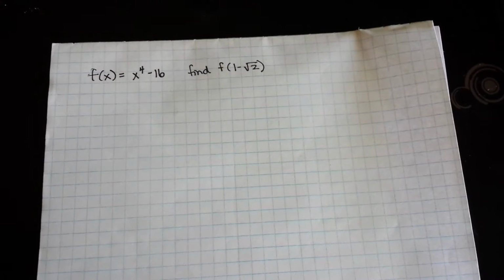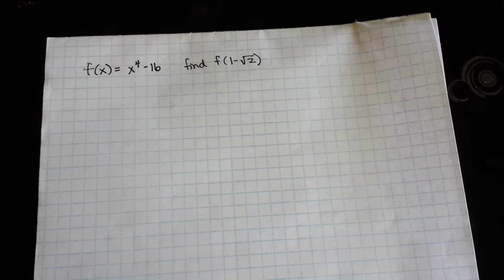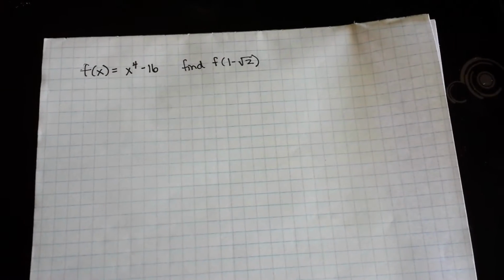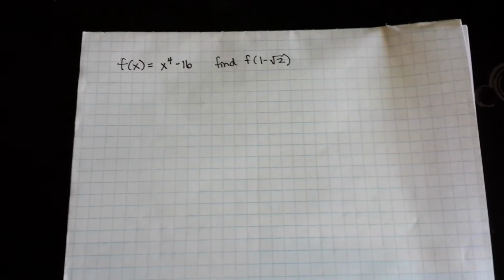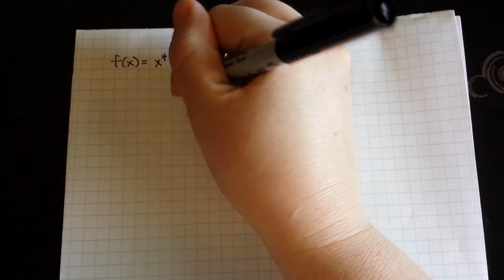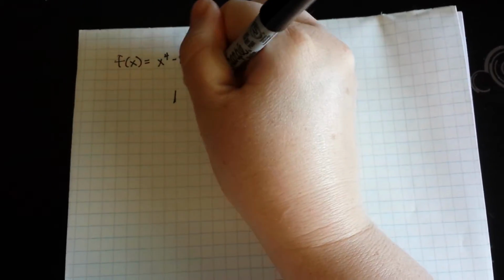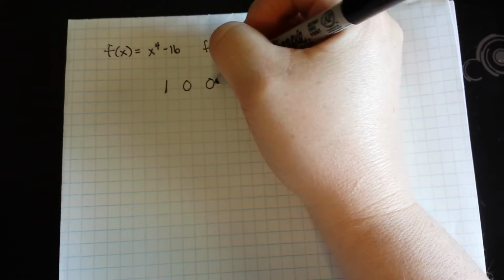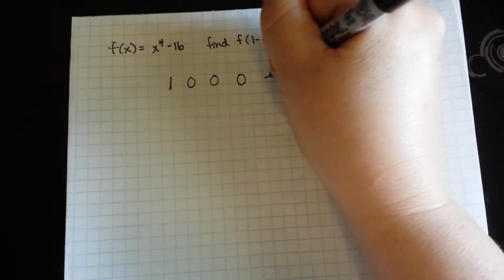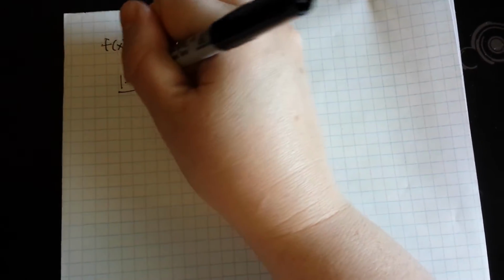You're asked to evaluate the function f of x equals x to the fourth minus 16x when x is equal to 1 minus the square root of 2, and you're asked to do so using synthetic division. So first thing you're going to do is start by writing all of the coefficients for your polynomial that you're going to divide. So 1, 0, 0, 0. This is x to the fourth, x cubed, x squared, x to the first, and there's your constant, negative 16. And the thing that you'll be dividing by is 1 minus the square root of 2.